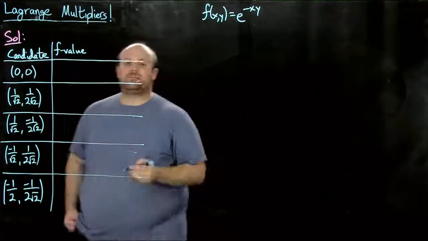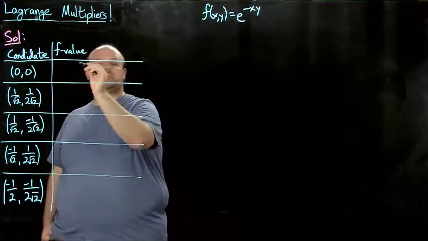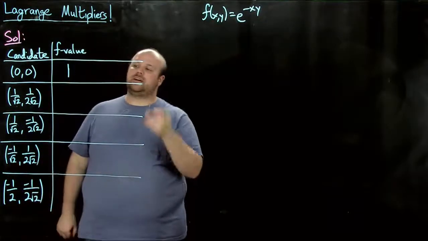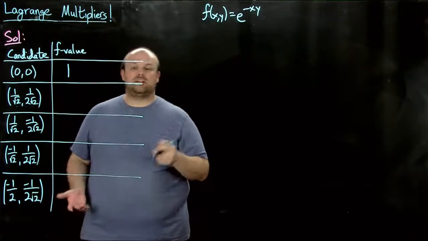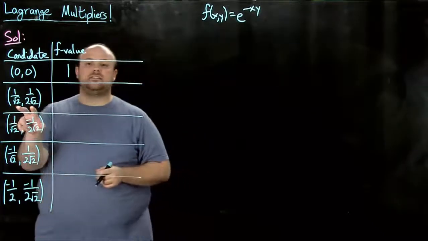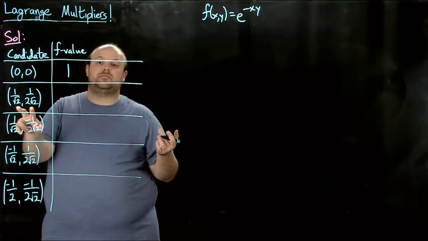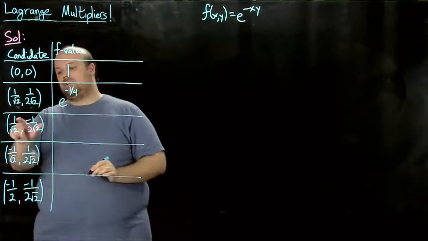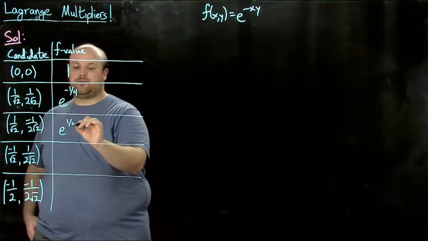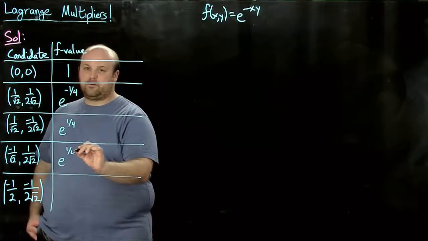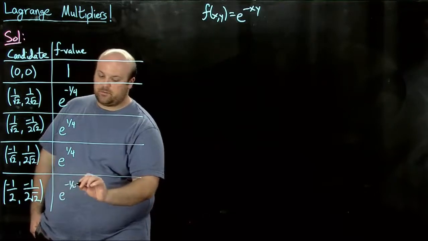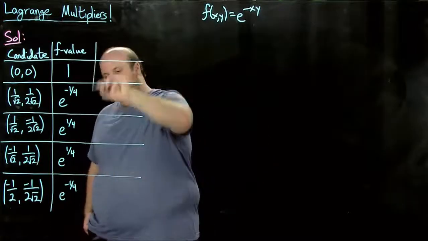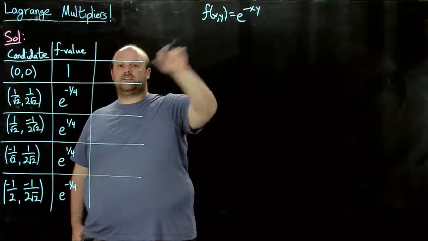Okay. So if we plug in the point 0, 0, we just get e to the 0, which is 1. If we plug in 1 over root 2 and 1 over 2 root 2, well, x times y, the product of these two, is 1 over 2 times 2, which is 1/4. So we'll get e to the negative 1/4. Now here, since they have opposite signs, we actually get e to the 1/4. And again here, e to the 1/4. And then e to the negative 1/4 here, since they have the same sign. Well, those are the f values. And that's just, again, plugging them into the function here.